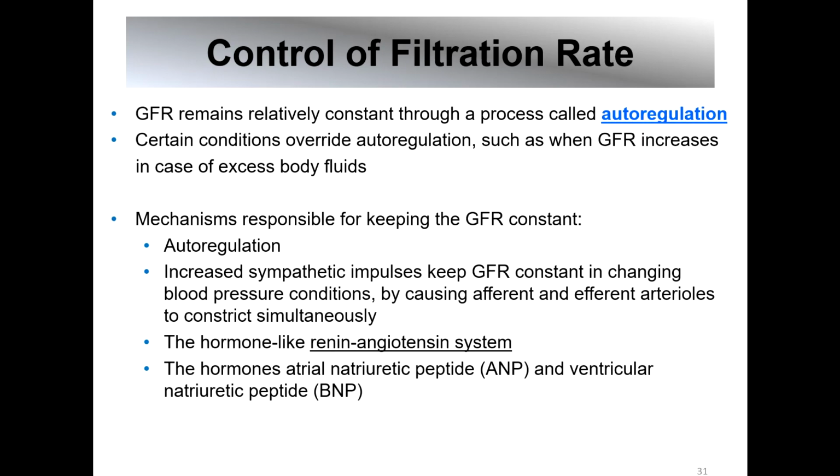Then we have the renin-angiotensin system, which is going to raise blood pressure if blood pressure has dropped. And then we have other hormones like the atrial natriuretic peptide, ANP, as well as the ventricular natriuretic peptide. Now you may notice this is BNP. Why B and not V for ventricular? That's because it was originally thought that this peptide came from the brain. It actually comes from the ventricle.